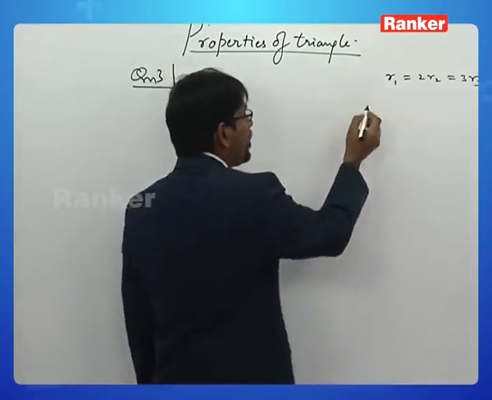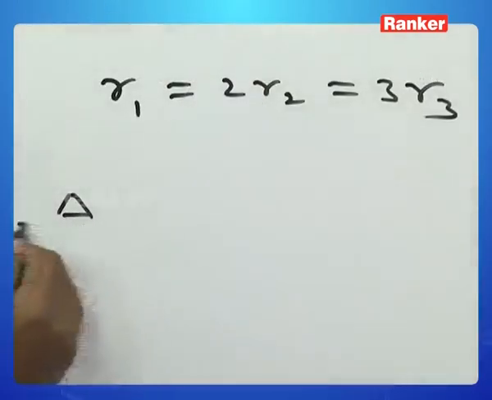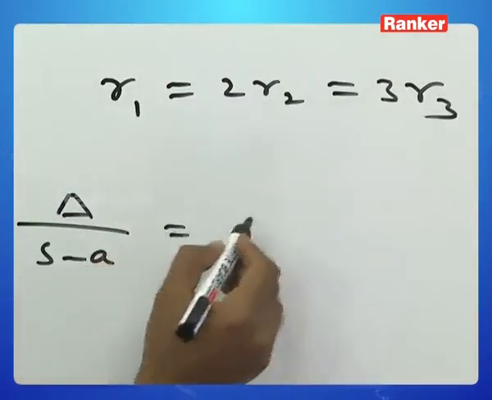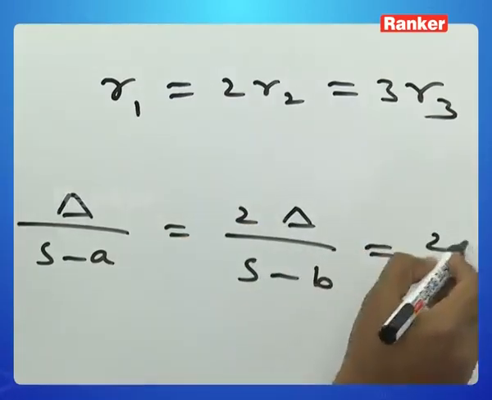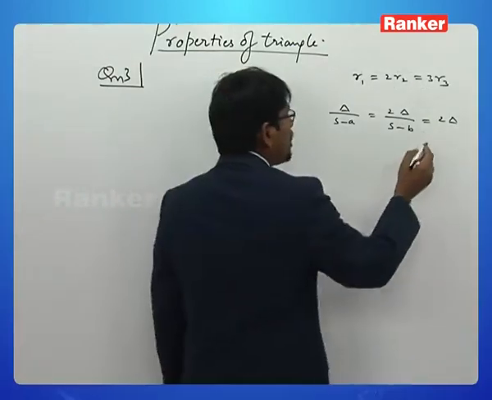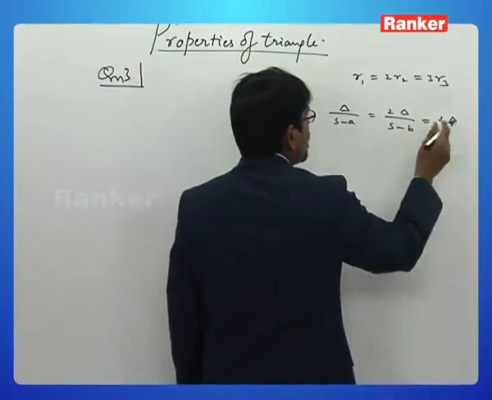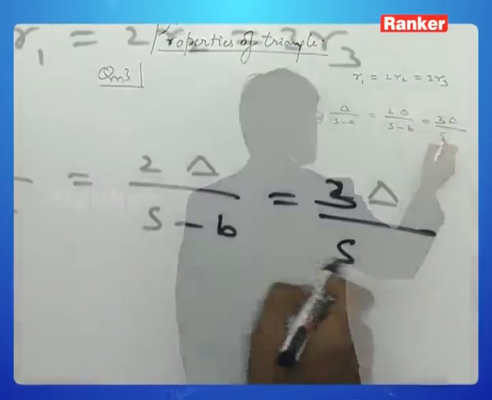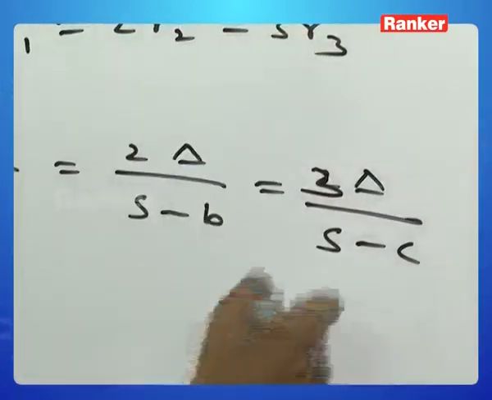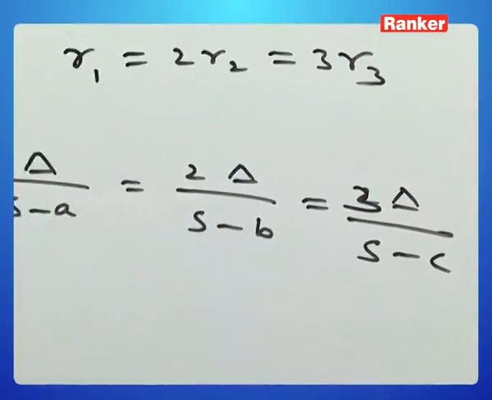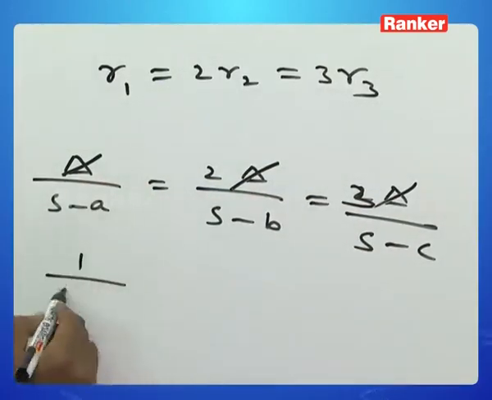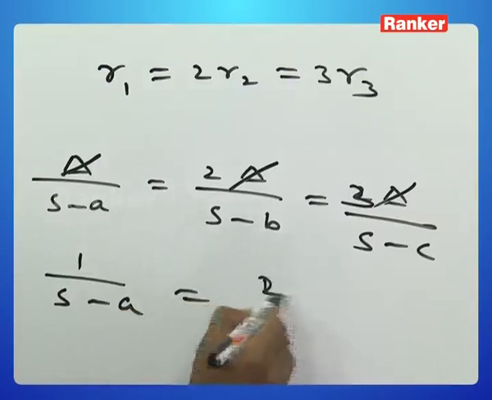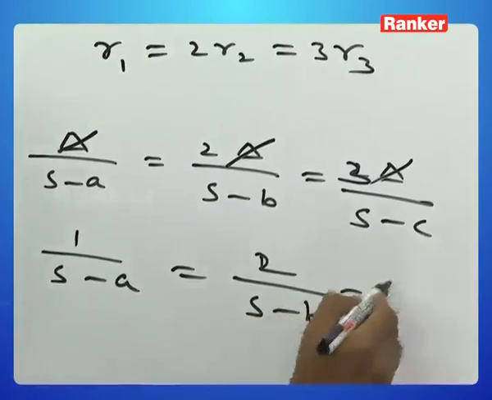So let's write the formula for R1, R2, R3. So delta by S minus A is equal to 2 into delta by S minus B, and that is equal to 3 into delta by S minus C. Now this delta can be cancelled throughout. What do we have here? 1 by S minus A is equal to 2 by S minus B is equal to 3 by S minus C.